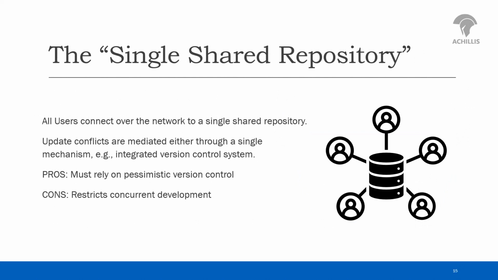Finally, the single shared repository configuration. Here, all users connect over the network to a single shared repository. Update conflicts are mediated through a single mechanism, such as an integrated version control system. So the pros in this configuration is that modelers must rely on pessimistic version control, and the cons is that it restricts concurrent development. So what I'm going to do now, I'm going to talk a little bit about Lemon Tree, that's the visual diff and merge tool from LibreLiber, and I'll probably invite Daniel to say a few words about that.